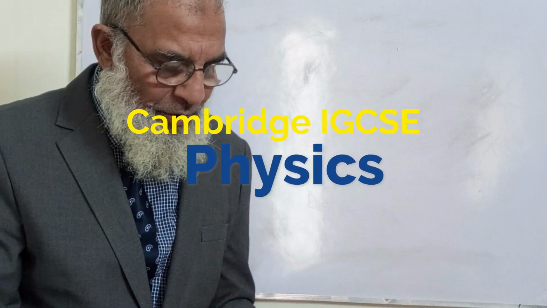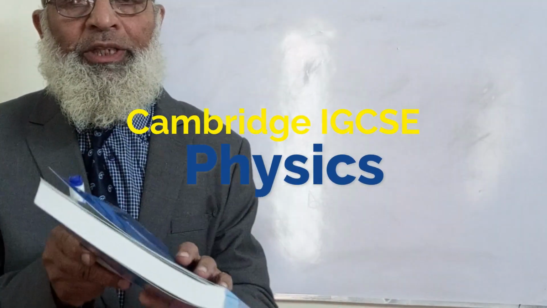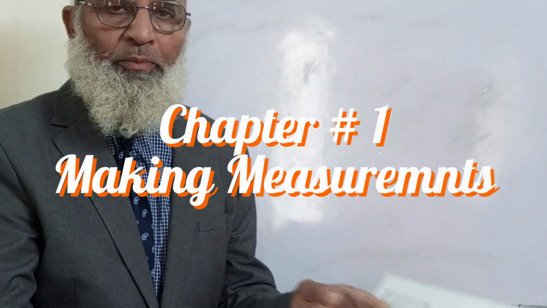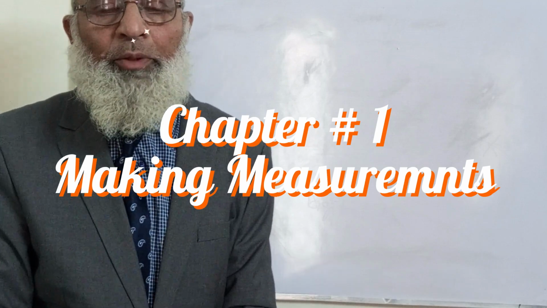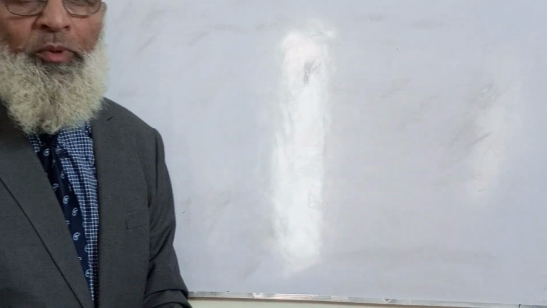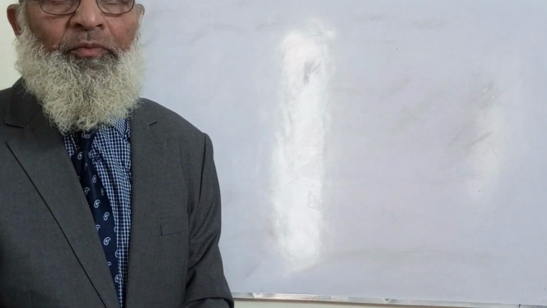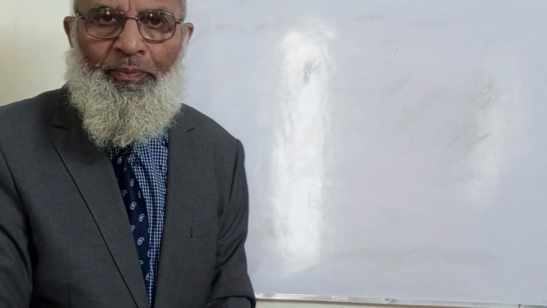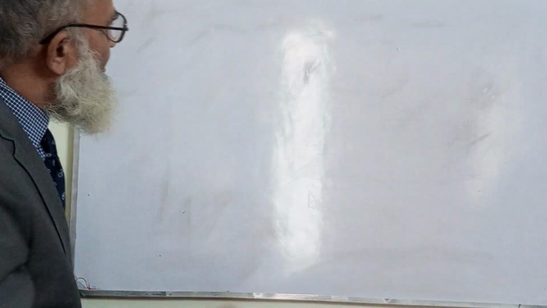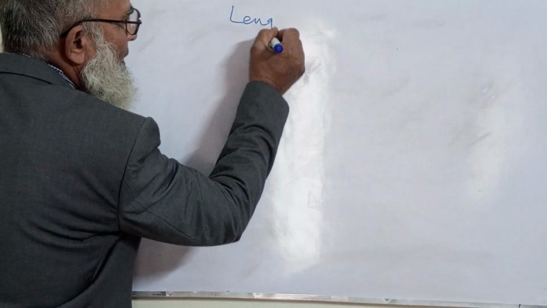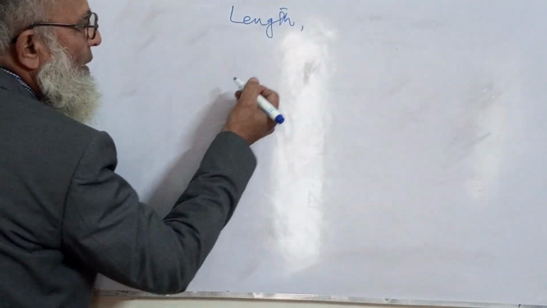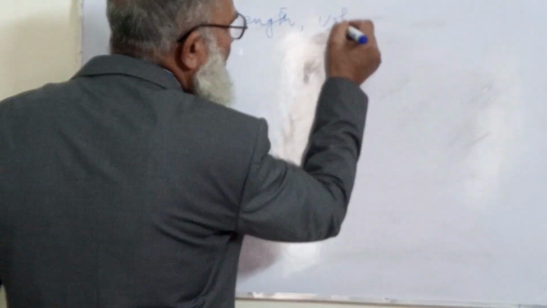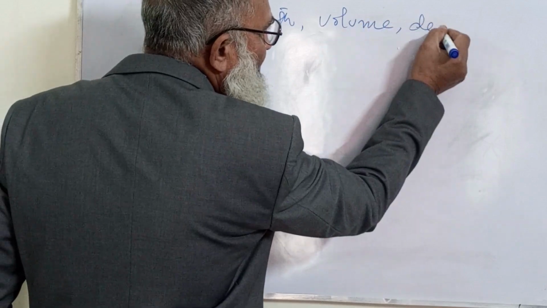So today is the physics day, and you know that we are doing this book. We are at chapter number one, which is about measurement, making measurements. To be very precise, in measurements we have already done length, volume, and density. We have studied three things so far: length, volume, and density.